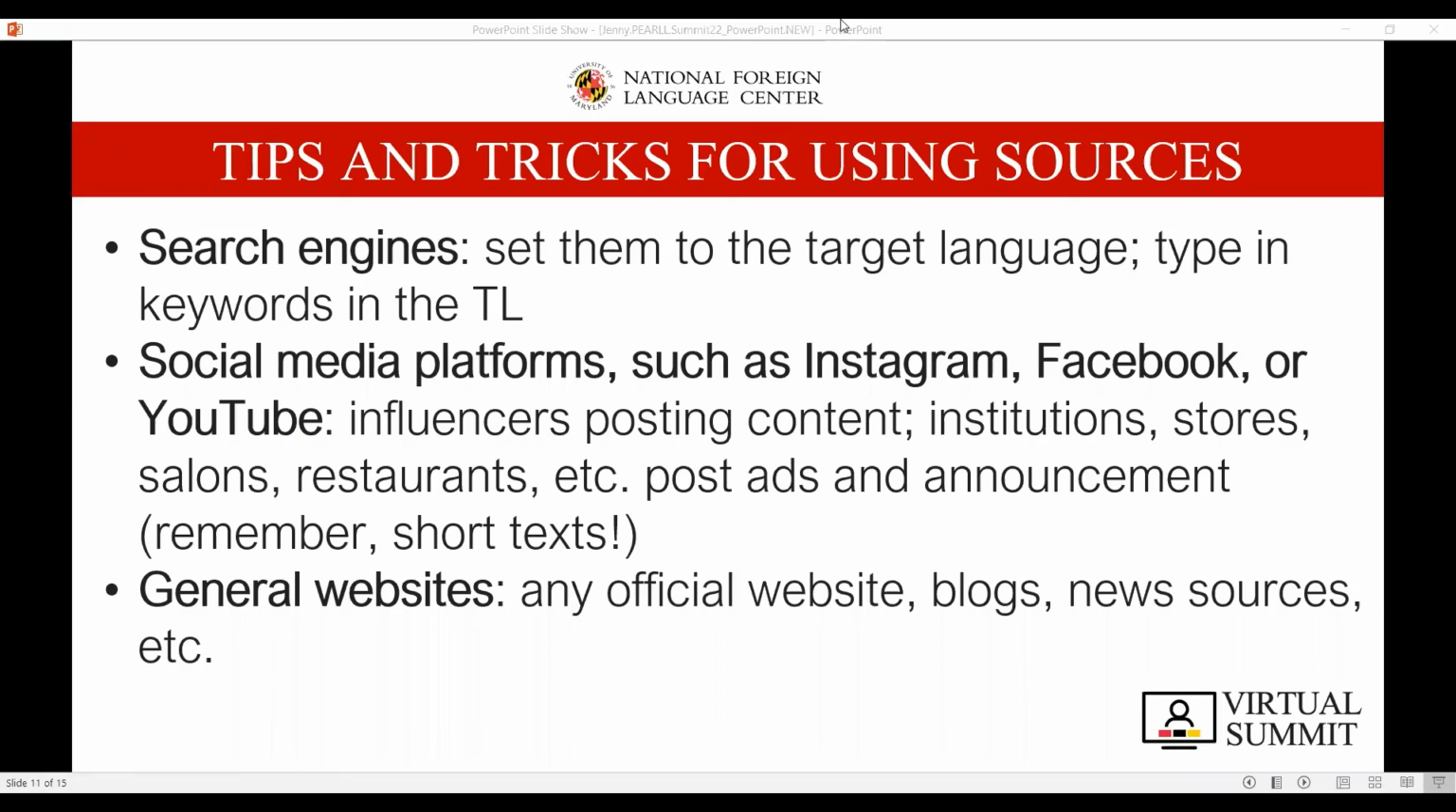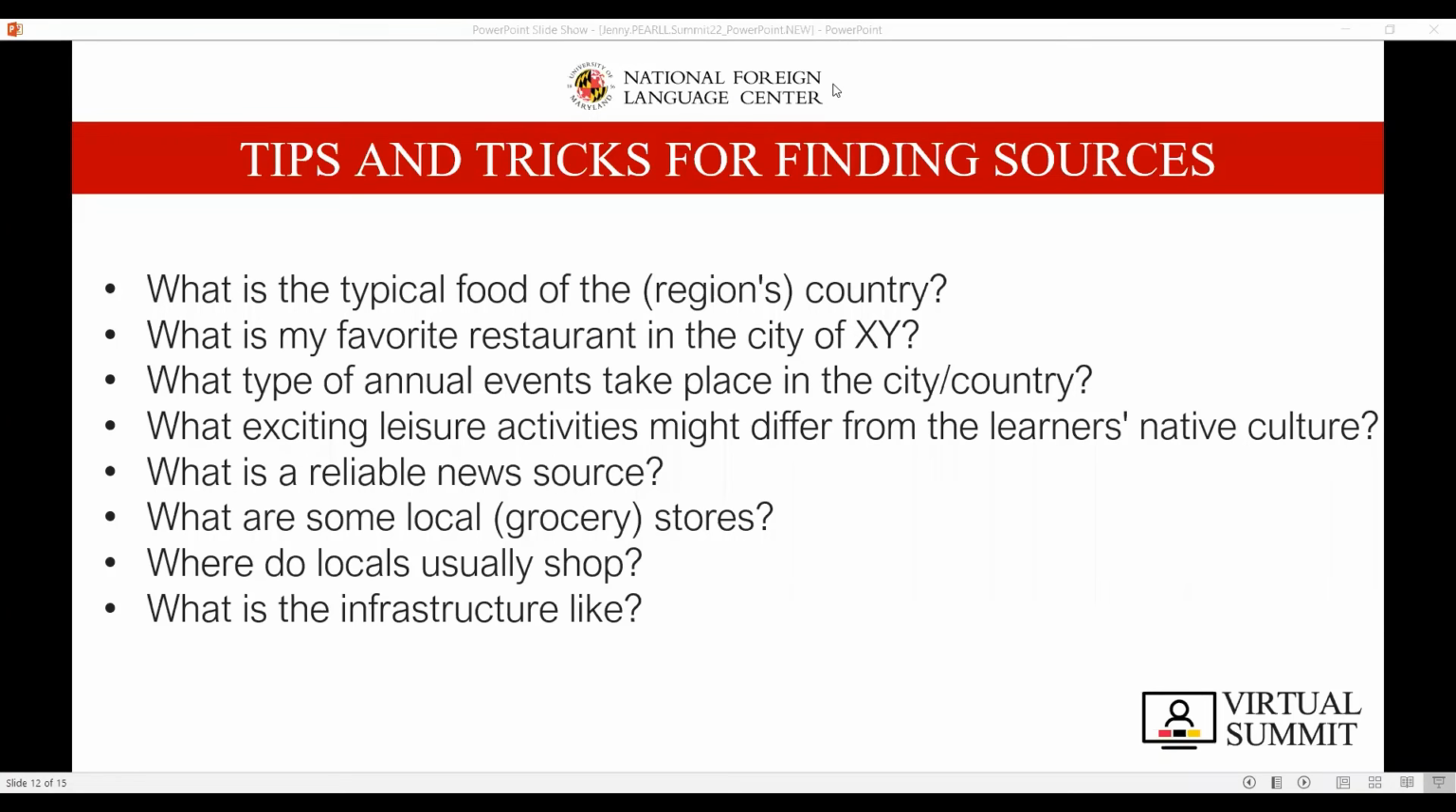First, set any search engine to the language you need content for, and type in keywords in that language as well. Despite Google, social media platforms such as Instagram and YouTube are useful for beginner level content. Often you will find influencers posting content from their daily life that contains adequate vocabulary for beginners. Depending on the language you teach, the mass of sources available for you can be overwhelming. So it is helpful to think about culturally relevant information. When doing so, consider the following questions.